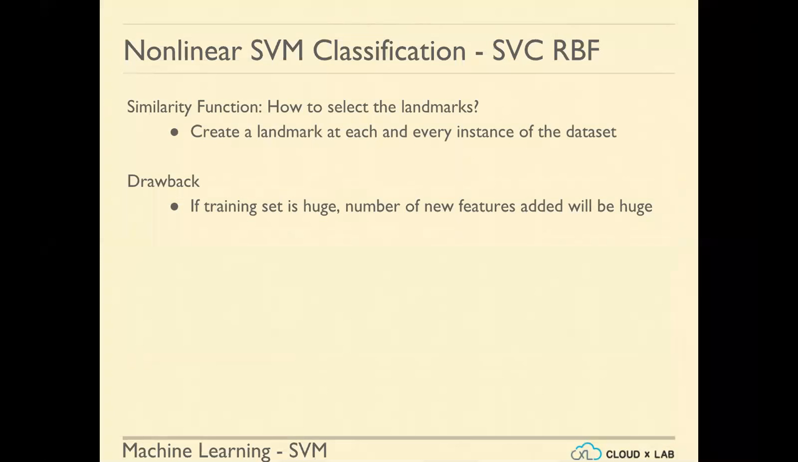Okay, so I think we have already answered this. This question was from Noor. The question is, how do we select landmarks? Create a landmark for each and every instance in the dataset. If the training set is huge, a huge number of features will be added. So this trick is great if you have a smaller dataset and you want more precision and clarity.